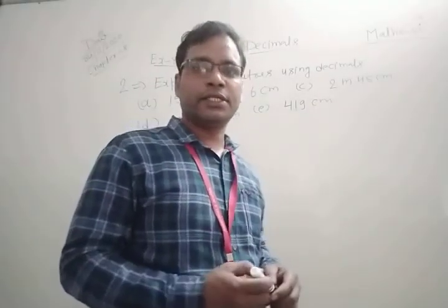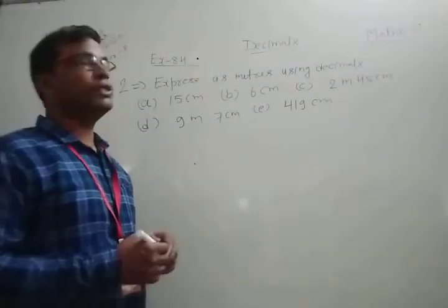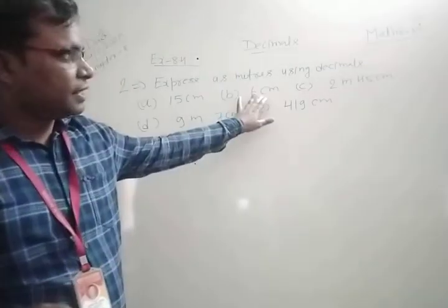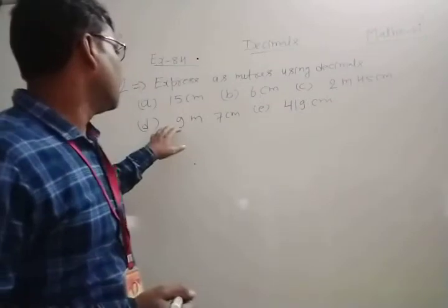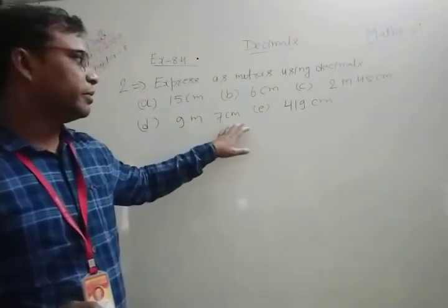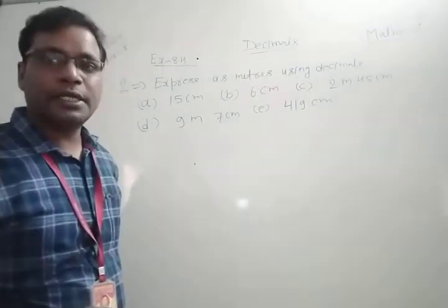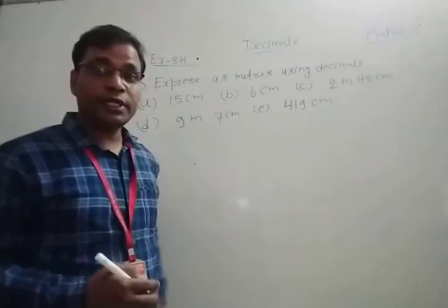Now this is question number 2. It says, express as meter using decimal: 15 centimeter, 6 centimeter, 2.2 meter 45 centimeter, and 9 centimeter, 7 centimeter, 4 meter 419 centimeter. We need to convert these into meters using decimal.